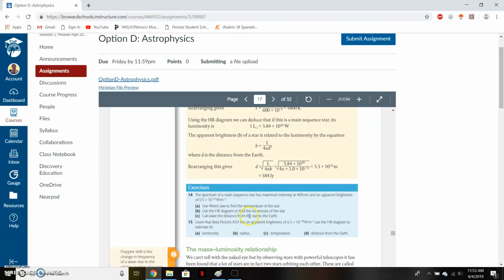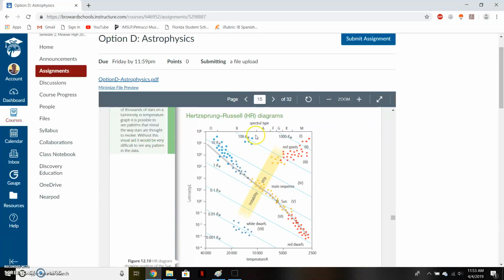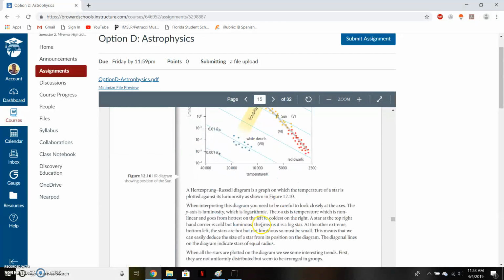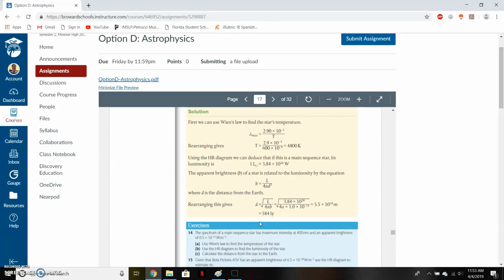Radius, I had to do some research, and its radius is around 2 times that of the radius of the sun. And temperature, I also had to do some research because they only give us this amount of information. So it's around 8,000 Kelvin.